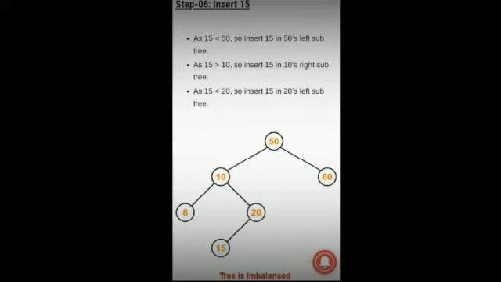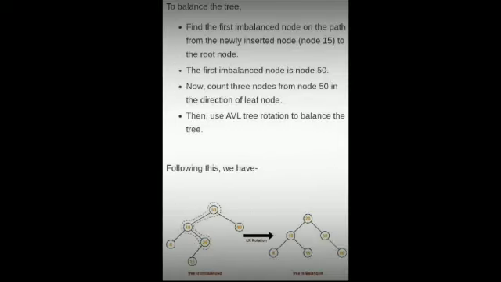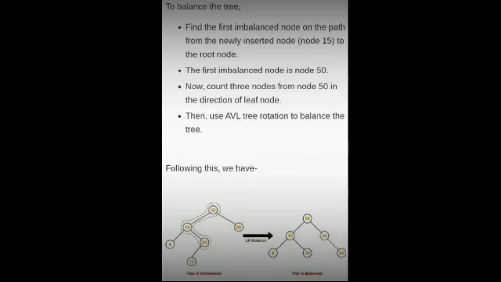The next element to be inserted is 15. 15 is less than 50, so insert this in 50's left subtree. And 15 is less than 20, so it is inserted as 20's left node. It is imbalanced. To get a balanced tree, we need to go for a rotation. Here, the rotation followed is left-right rotation. After this rotation, 20 becomes the parent of 10 and 50.